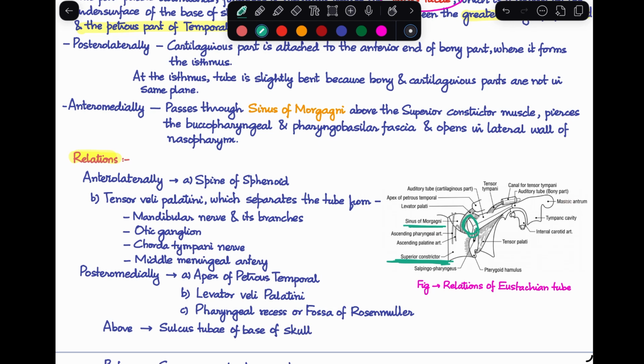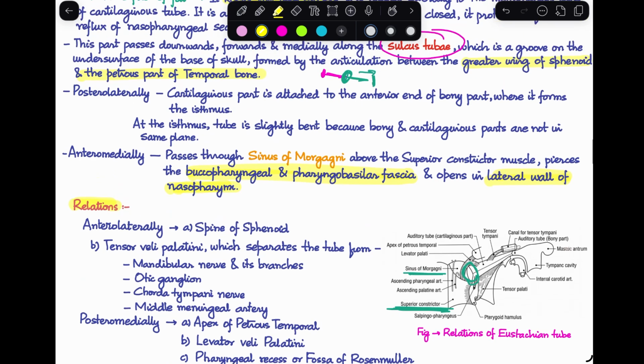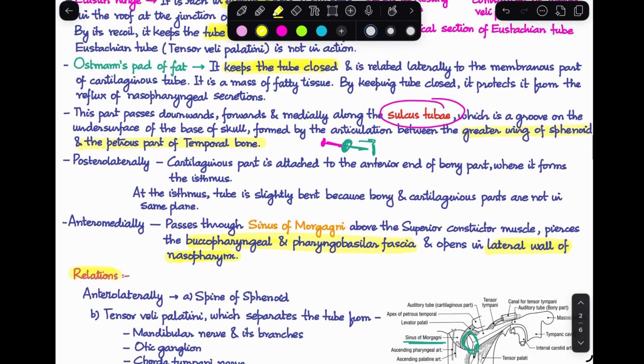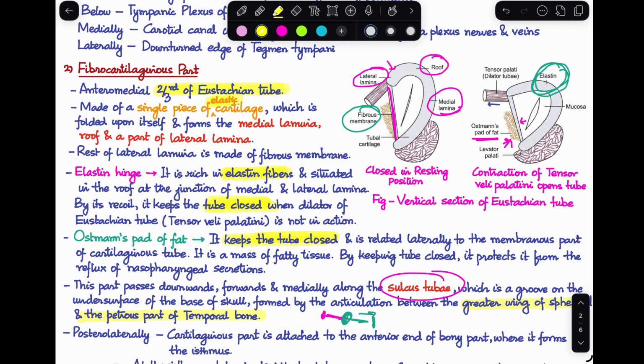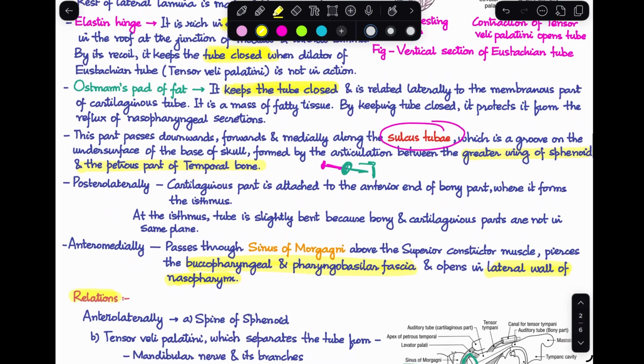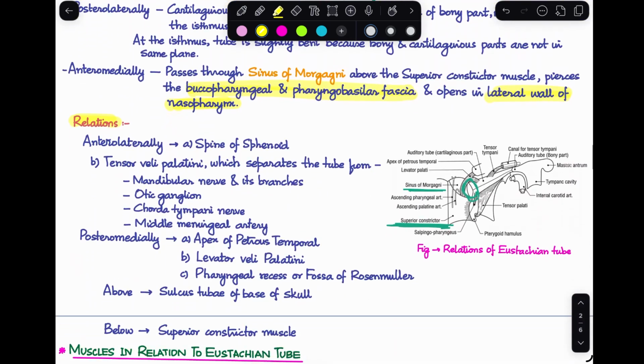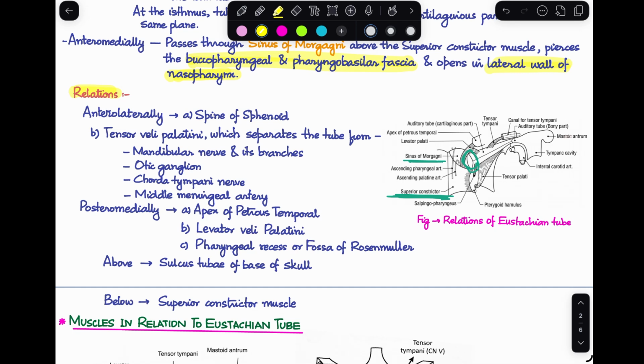So the eustachian tube passes through the sinus of Morgagni, then it pierces the buccopharyngeal and the pharyngobasilar fascia, and then ends up opening in the lateral wall of the nasopharynx. So that is the journey, or the direction, that the eustachian tube is passing through. And we have learned how the cartilaginous part has these different portions and what the function of each one of them is. Lastly, let's try to understand the relations of this cartilaginous part.